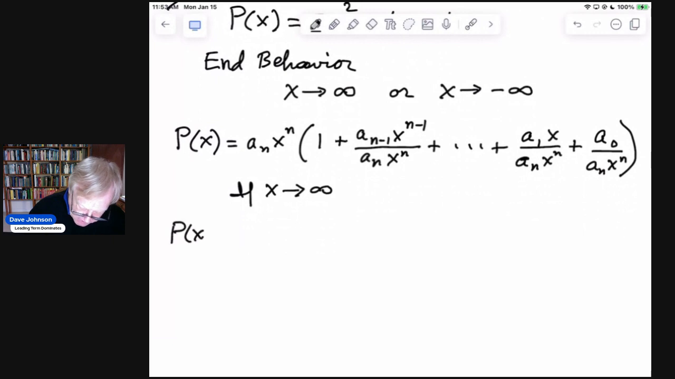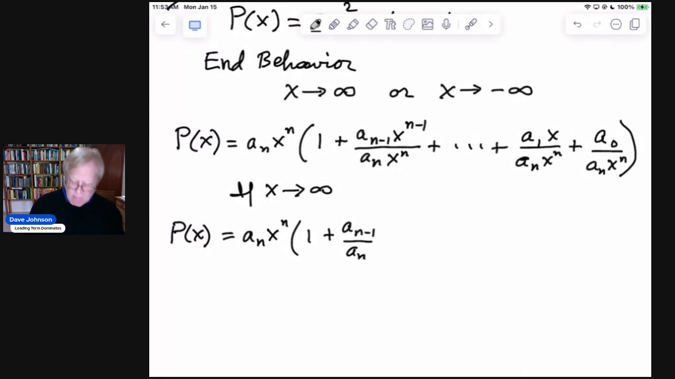So p of x is equal to, again, a sub n x to the n times 1 plus, and now I'm going to break out the coefficients here. So a sub n minus 1 over a sub n. And then if you take x to the n minus 1 divided by x to the n, you get 1 over x, because n minus 1 minus n, if you subtract the exponents, the n's cancel and you get minus 1. So x to the minus 1 is the same as 1 over x.